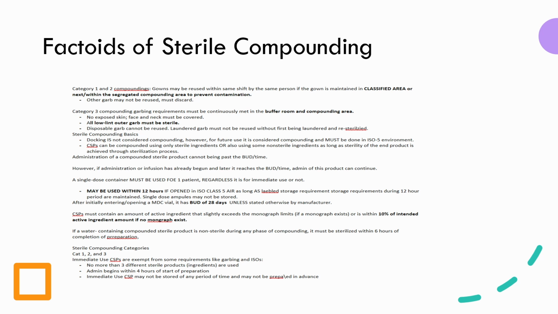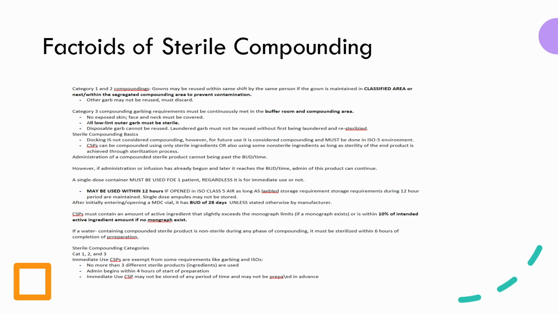Here it talks about some things such as the gowns and things of that sort, and the use of low-lint outer gloves that must be sterile in category 3.